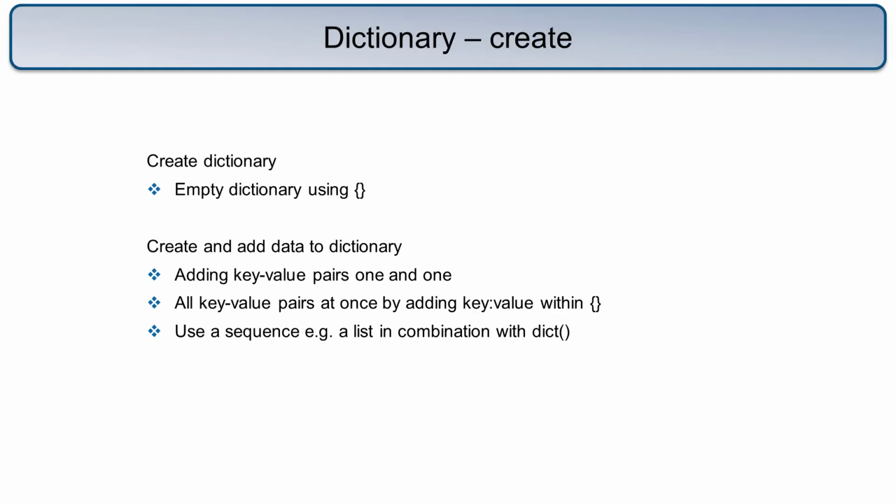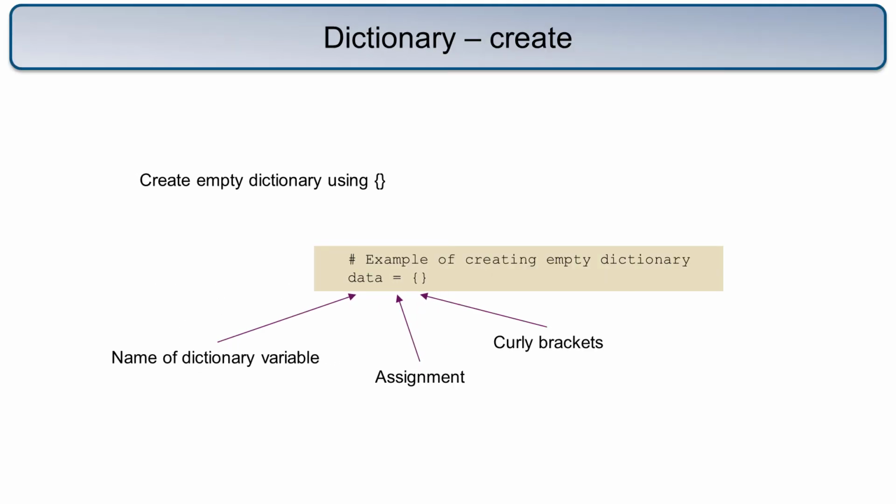A dictionary can be created in several ways. An empty dictionary is created with a pair of curly brackets with no key-value pairs between. Key-value pairs can then be added in 3 different ways. The pairs can either be added one by one to the dictionary, or all of them at once, by adding key-value pairs between the curly brackets or by using a sequence, for example, a list in combination with using the dictionary function dict. The example on this slide shows how to create an empty dictionary, simply by assigning the variable to curly brackets. The variable data is now of data type dictionary and holds no items.